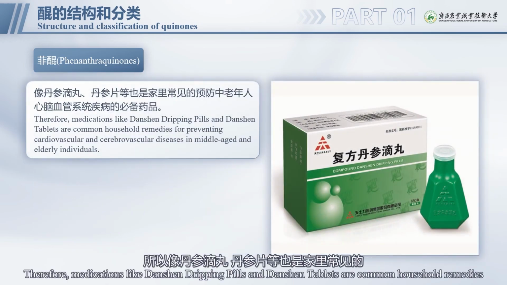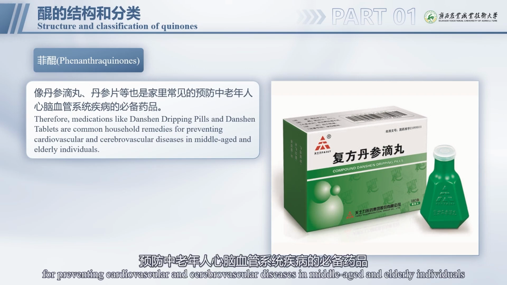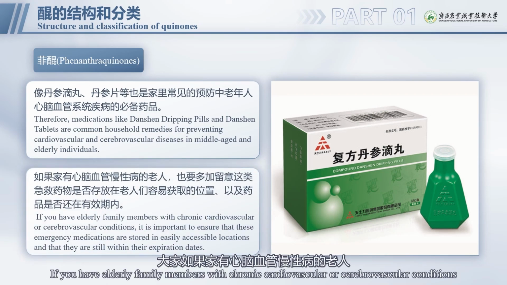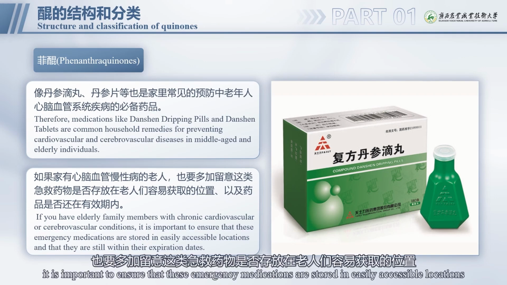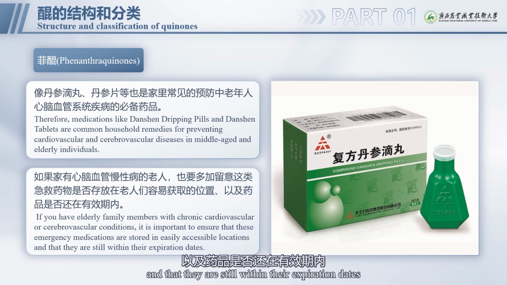Therefore, medications like Danshen dripping pills and Danshen tablets are common household remedies for preventing cardiovascular and cerebrovascular diseases in middle-aged and elderly individuals. If you have elderly family members with chronic cardiovascular or cerebrovascular conditions, it is important to ensure that these emergency medications are stored in easily accessible locations and that they are still within their expiration dates.